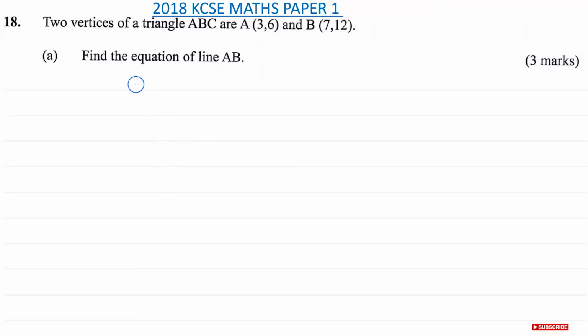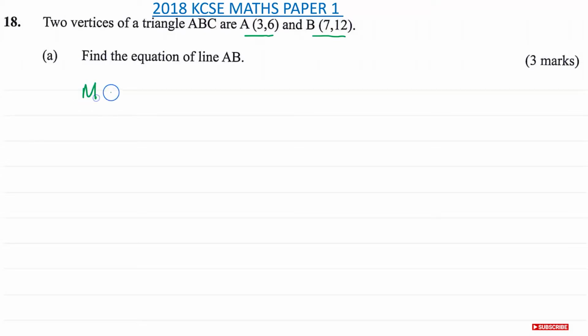Right then, so we're told two vertices of a triangle ABC are A (3, 6) and B (7, 12). Find the equation of line AB. To find the equation of a line, what we need to know is the gradient to start with. And then there are two ways to find the equation of a line. I'm just going to show you one of them. Let's start with the gradient.